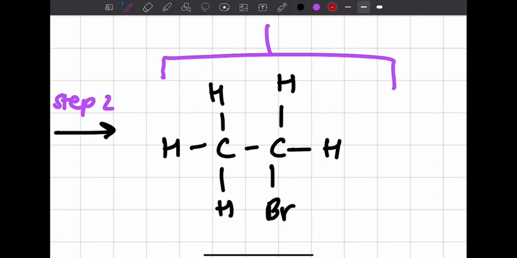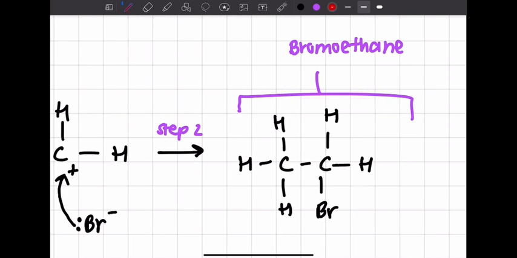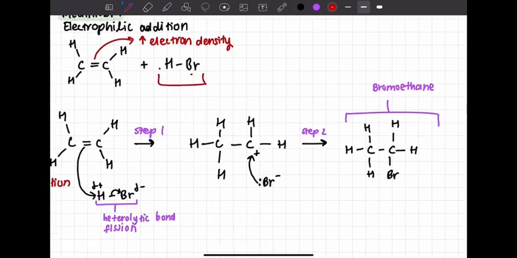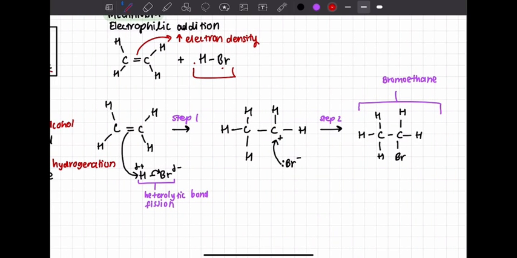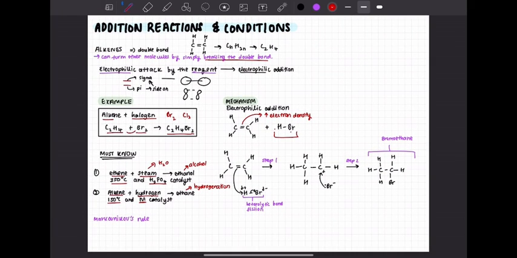Then after this, we have the final molecule made. So we have bromoethane. And usually we just look at from here, these two reacting, and we go straight to here. But actually, we know the mechanism now, which is quite cool actually. So that's essentially the most important thing to know.